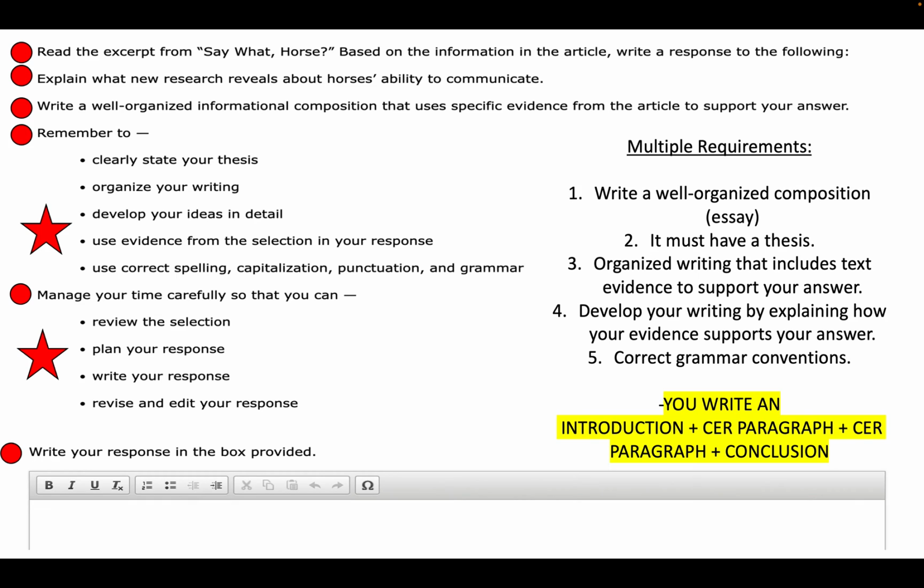I have to make sure that I have correct grammar. So what does that mean? You can see in the highlighted piece there. So what am I doing here? I have to have an introduction. I have to have two CER paragraphs, and I have to have a conclusion. So just by looking at this, I can see that this one is way more involved. It's more extended. So this is an extended constructed response because I'm writing a full essay, and the prompt shows me that I'm writing a full essay because it's more extensive in the requirements.